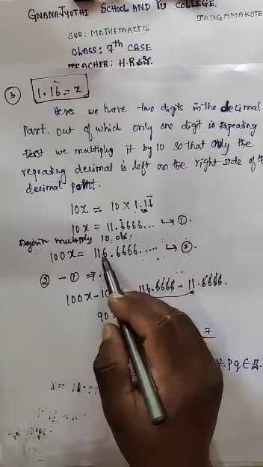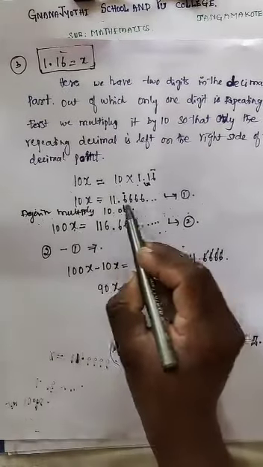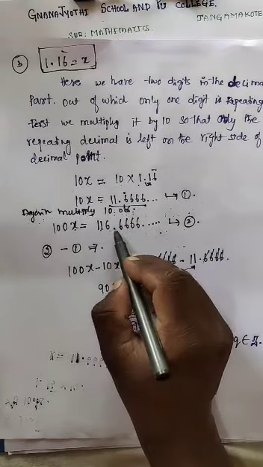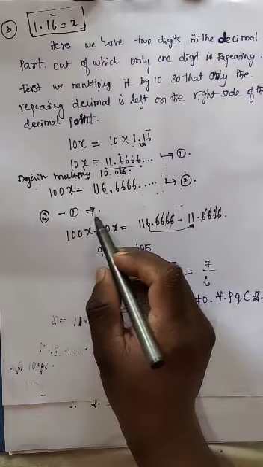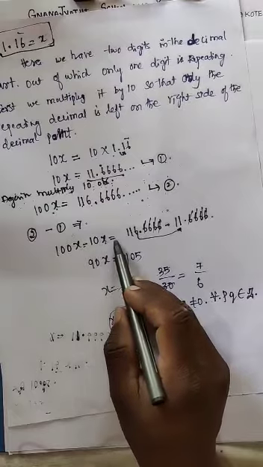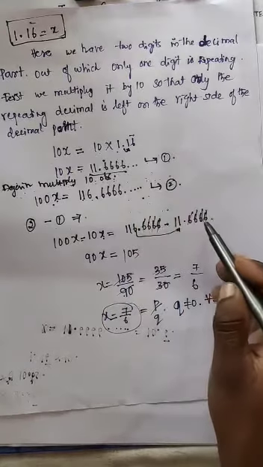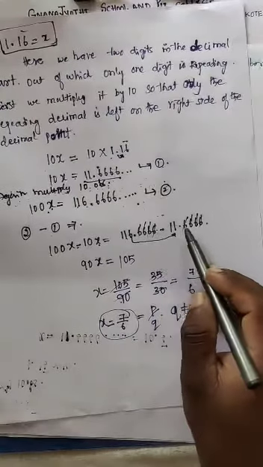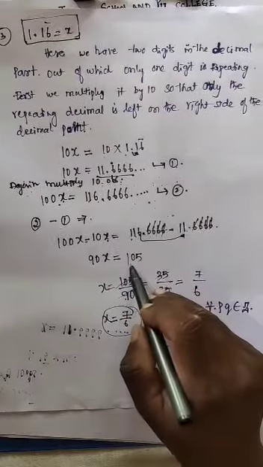So again we multiply 10 on both sides, we get 100x. By multiplying 10 on this decimal, we get 116.66. Call it equation number 2. So we subtract 1 from 2: 100x minus 10x is equal to 116.6666 minus 11.666. Here the 666 gets cancelled. 6 minus 1 is 5, 1 minus 1 is 0, then the remaining is 1.